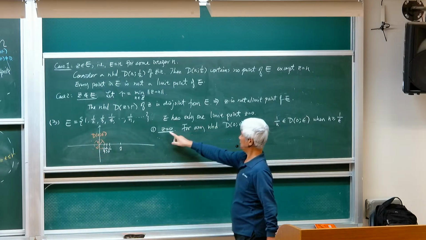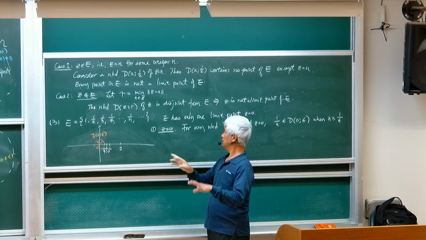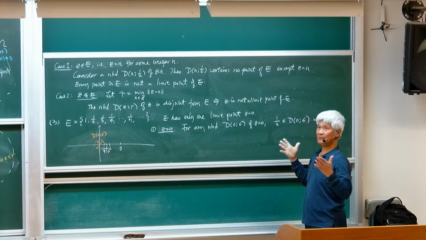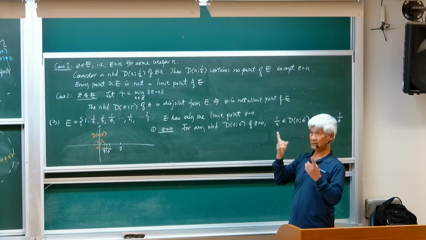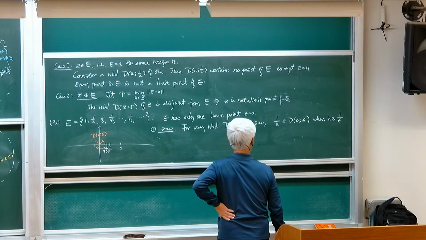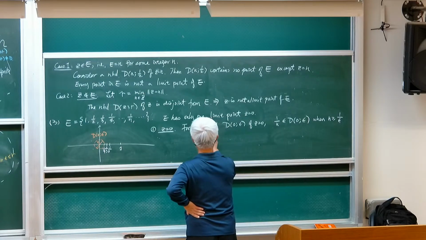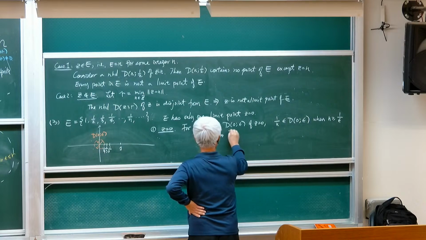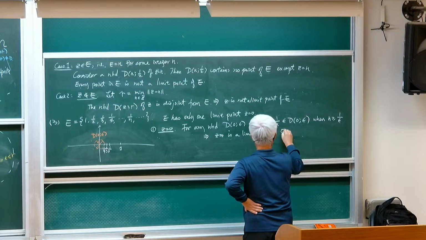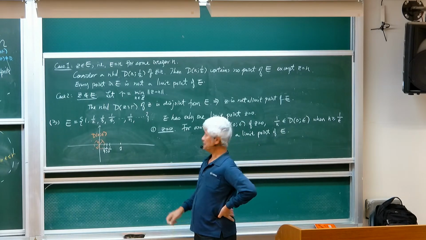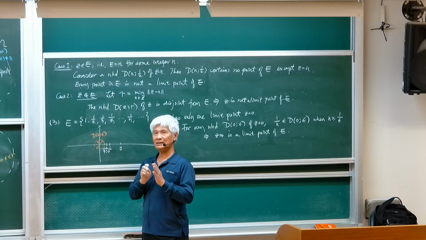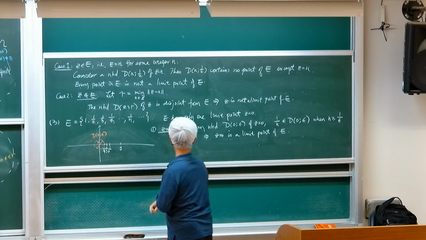So for the point z equal to 0, every neighborhood of z equal to 0 contains infinitely many points in E. So at least one is in E, right? So this implies that z equal to 0 is a limit point of E. But you see, z equal to 0 is not in E, right? So this limit point is outside of E.